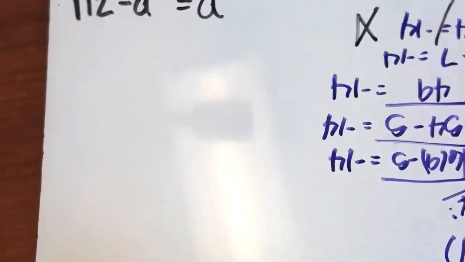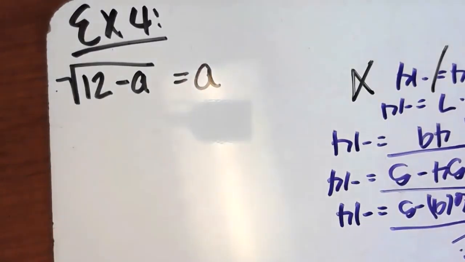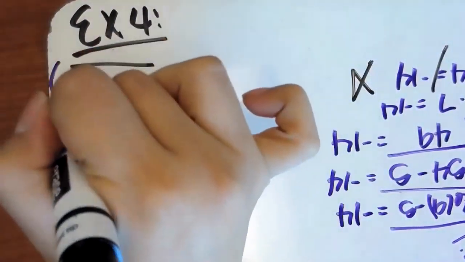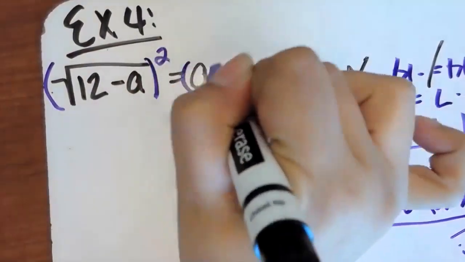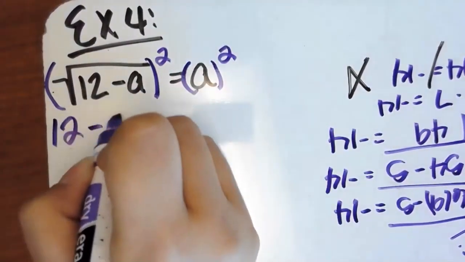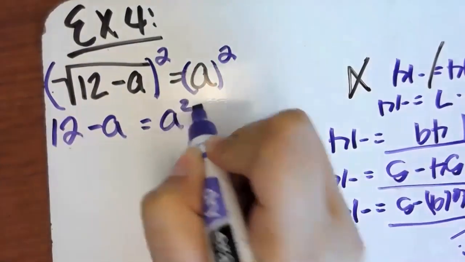Let's look at this other example up here. So let's say we have square root of 12 minus a equals a. So notice how your radical's all by itself. So you're going to square both sides. And you get 12 minus a equals a squared.